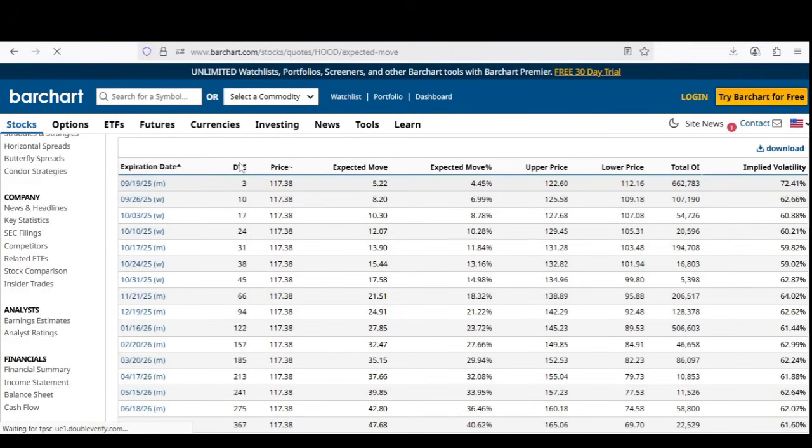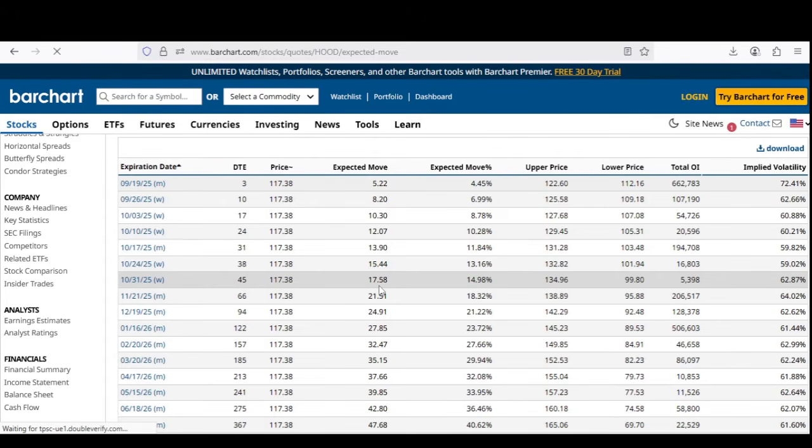The first thing you need to know, this works if you have not entered the trade yet. The first thing you need to know is what your expiration date is going to be. So I think I'm going to use the expiration date of October 31st. Now, the current share price you can see is around $117 here, and the expected move is going to be $17.58 either to the top side or to the bottom side.